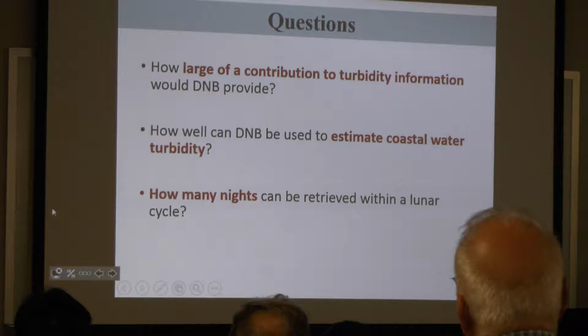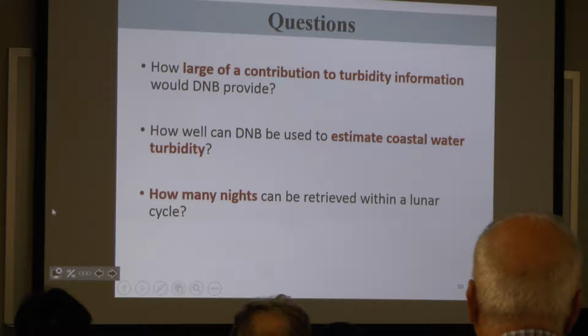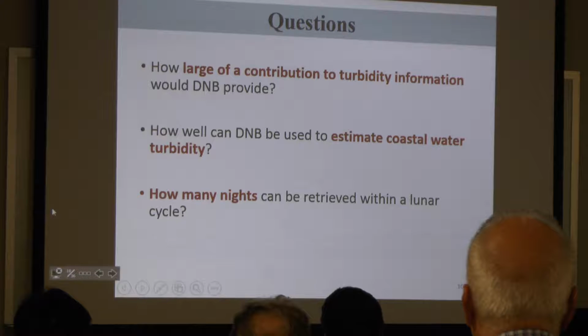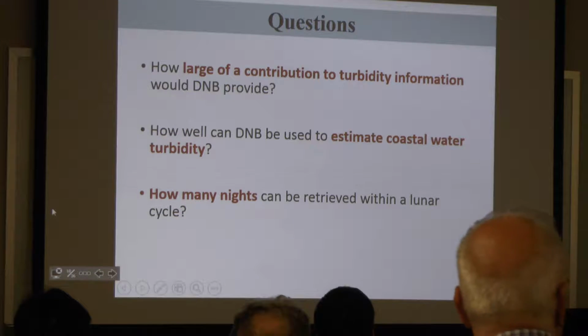However, there are still some unknowns. Daylight band provides some possibility. However, when compared to the daytime product, how large of a contribution to turbidity information would daylight band make? Also, because daylight band covers a wavelength from 0.5 to 0.9 micron, including the visible red band and near infrared, how well can daylight band be used to estimate coastal water turbidity, and how many nights can be retrieved within a lunar cycle are still unknowns.